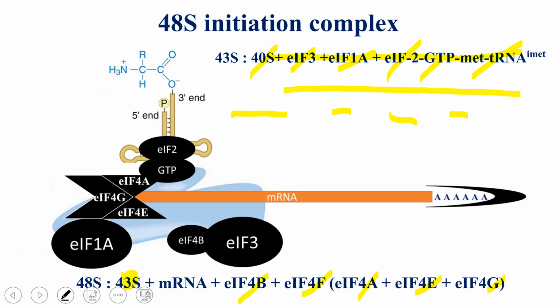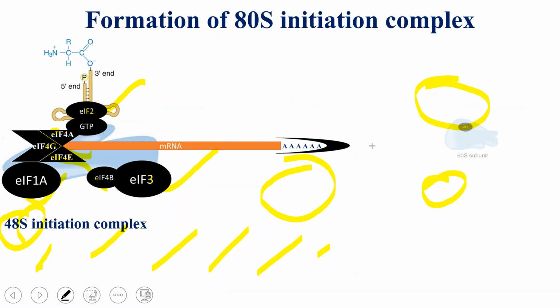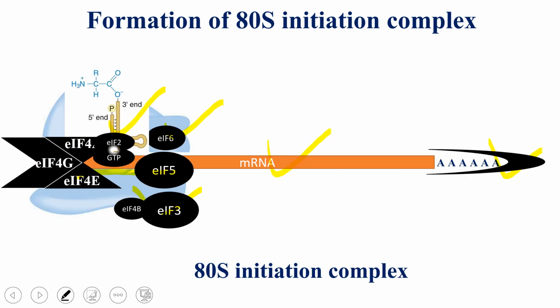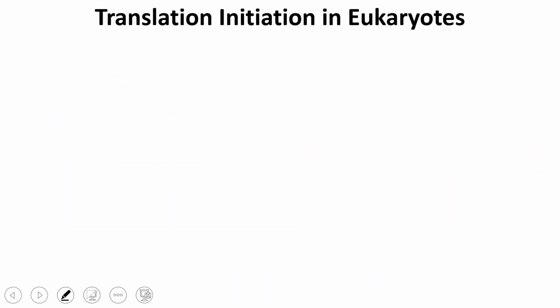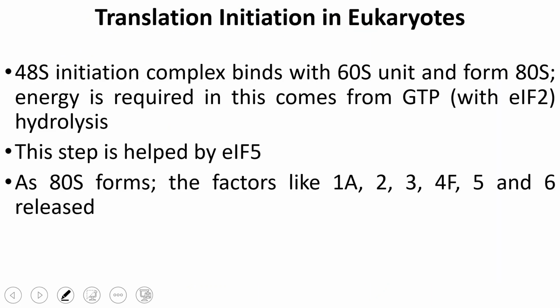This 48S scans, and wherever it finds AUG, it will bind. So that will be the first amino acid, and the first protein synthesis process starts from there. So that is our first amino acid. Now, this 48S initiation complex binds with 60S.